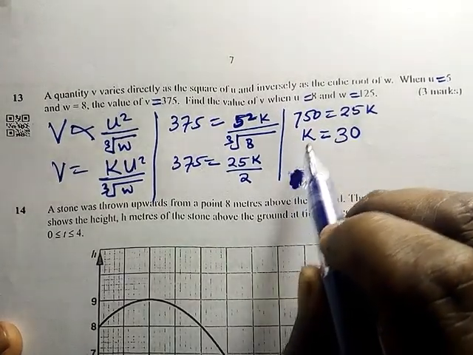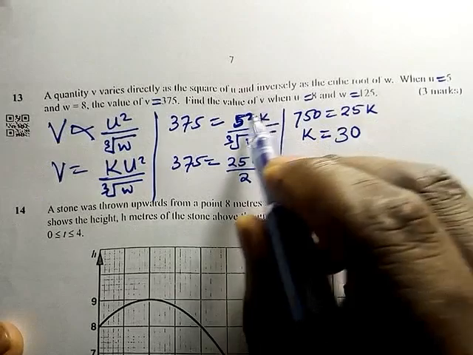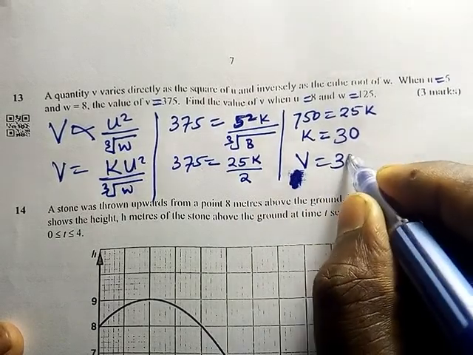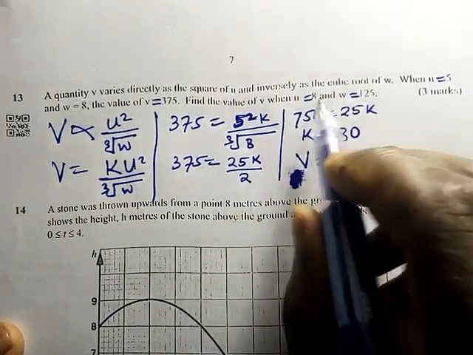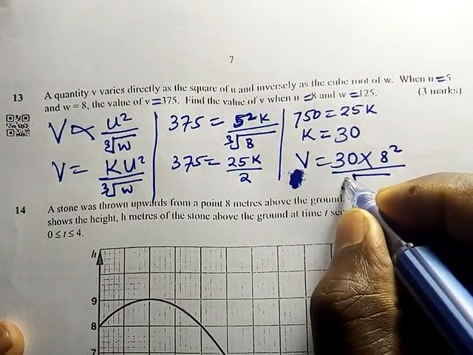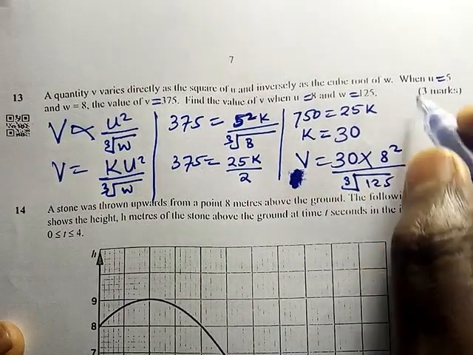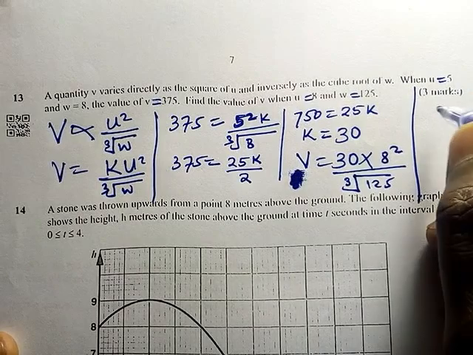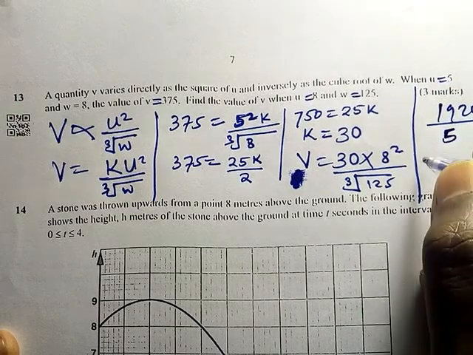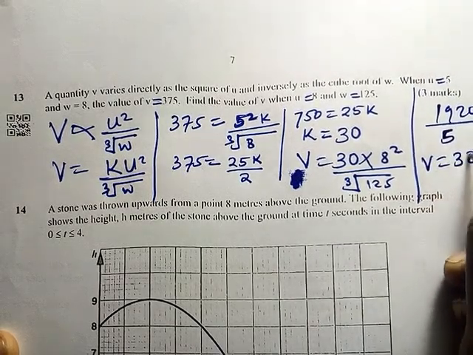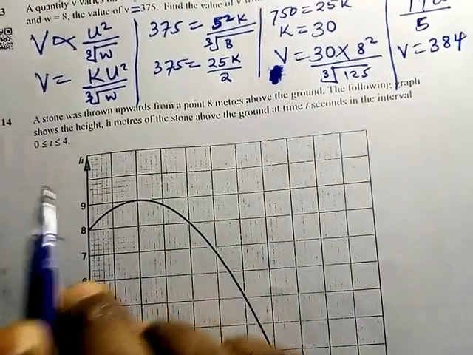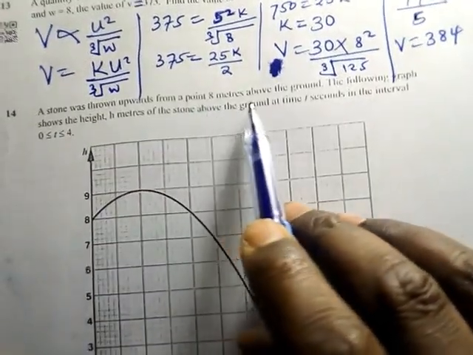Now our constant is 30. We will use the constant to find the value of v when u is 8. So v is 30 times 8 squared, divided by the cube root of 125. This will be 1920 over 5, and v is 384.